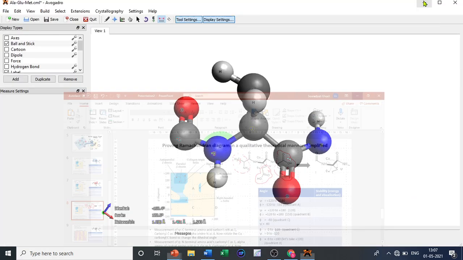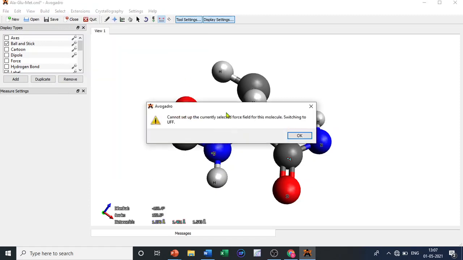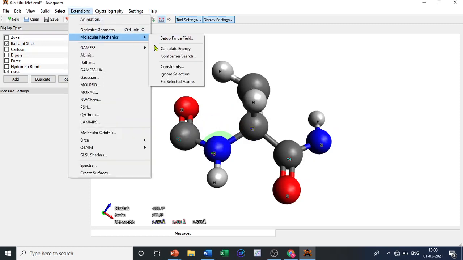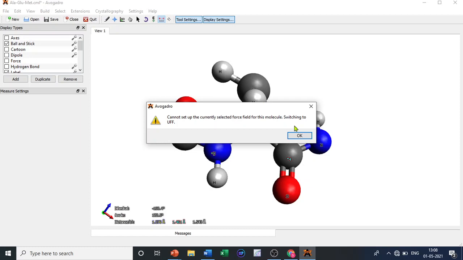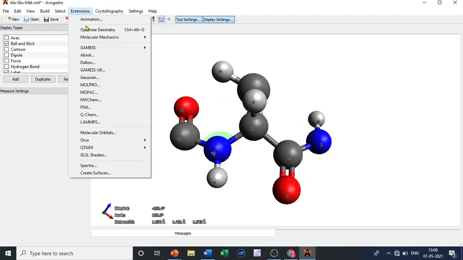So we want to measure the energy. You can go to extension, molecular mechanics, and calculate the energy. Okay, for some reason it is not doing it. Let's optimize this slightly.